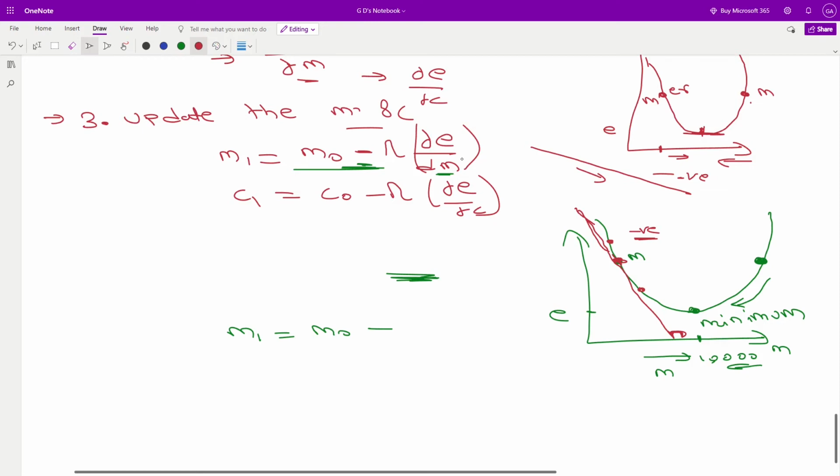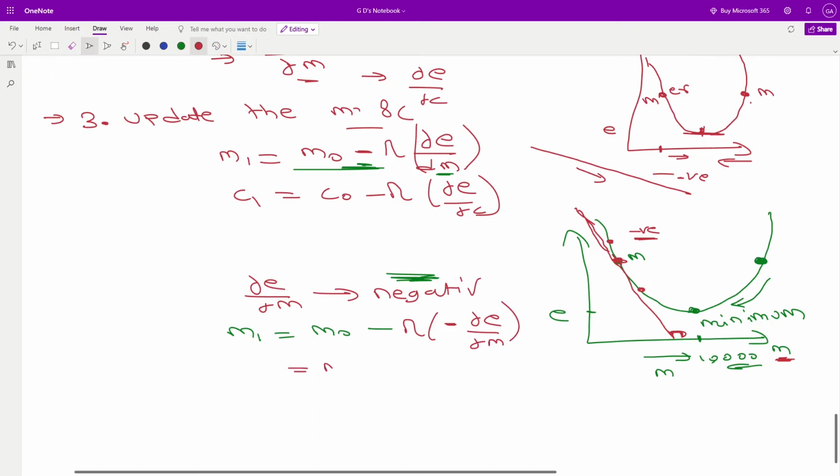So if your dE by dm, that is the slope of the tangent, is negative, because you can clearly see that if I approximate a line here with respect to the m value, it is a negative slope. So obviously your new m value is equal to the old m value minus some value into negative of d by dm. It will be negative for sure.